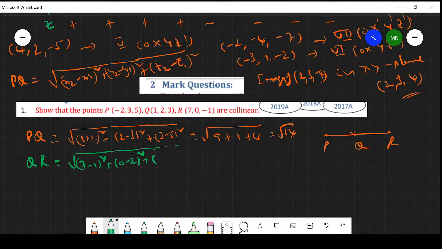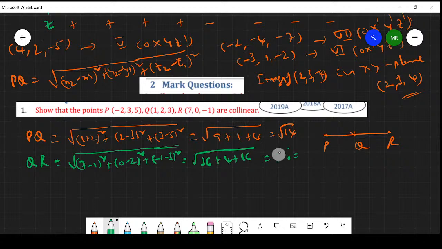Again, I can consider this one. I am finding QR: minus 1 minus 3 whole square. Substitute the values: 7 minus 1 is 6, 36, and this is 4, this is 4 square, 16. Check that: minus 1 minus 3, 4 square 16, 20, root 56.